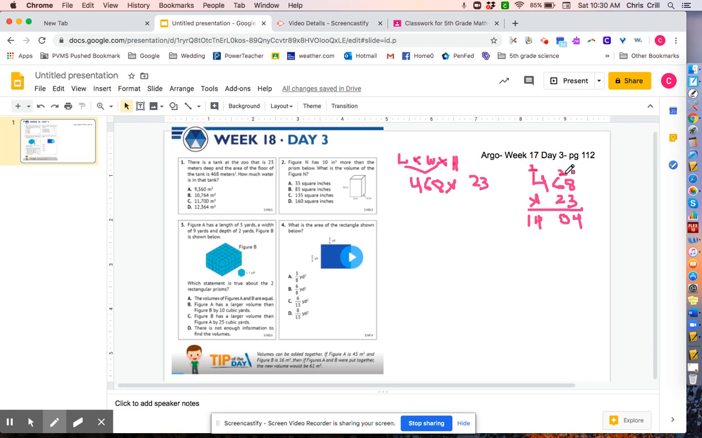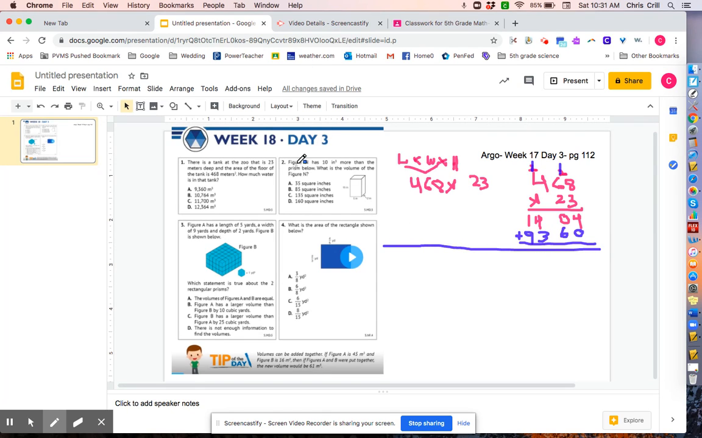Okay, done with that. I'll get a different color. Now multiplying 468 times 20. So I'm going to put the 0 there for my 2 tens. 2 times 8 is 16. 2 times 6 is 12, plus 1 is 13. And 2 times 4 is 8, plus 1 is 9. Okay, final step to the algorithm. Add the numbers up, and I'll let you do that on your own to figure out how many cubic meters fill this tank. Okay, so that's the end of number 1.